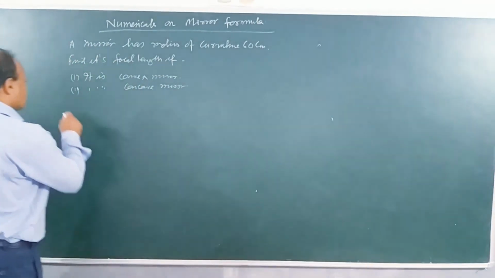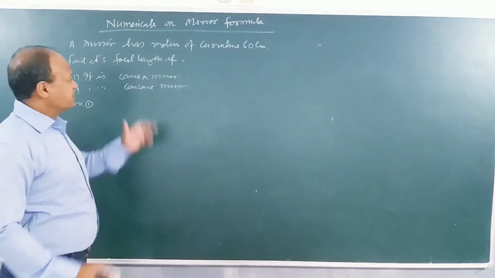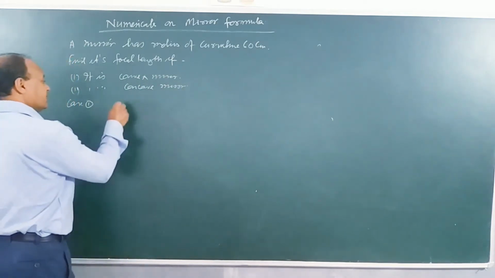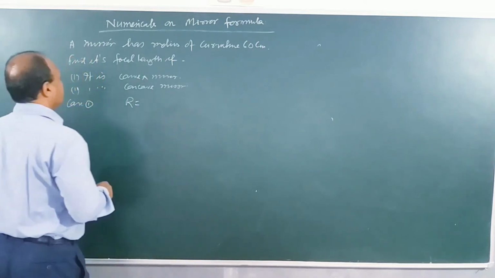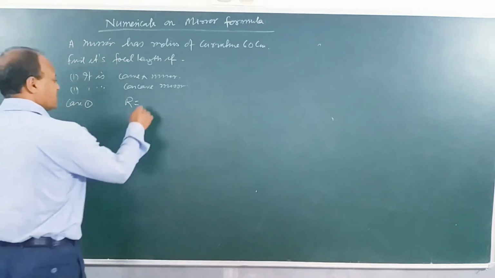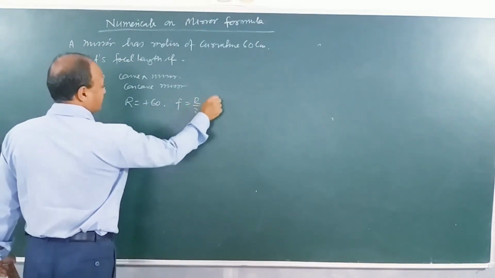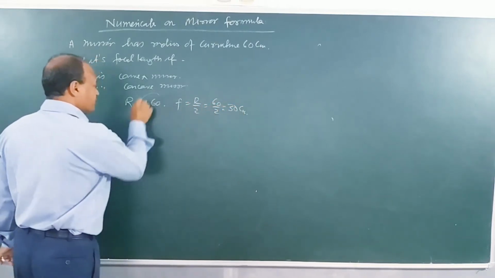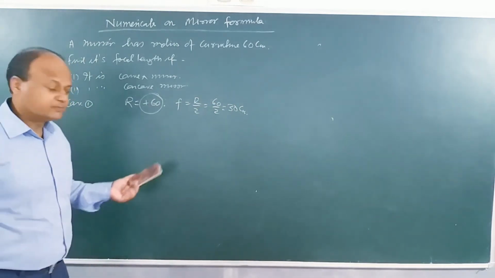Case 1, it's a convex mirror, and in case of convex mirror, radius is taken as positive. So radius of curvature is how many centimeters? 60. So I will take this as plus 60 centimeter, and f is r by 2, 60 by 2 is equal to 30 centimeter. It's very important for you to remember the sign convention. You make a mistake, your marks will be deducted.